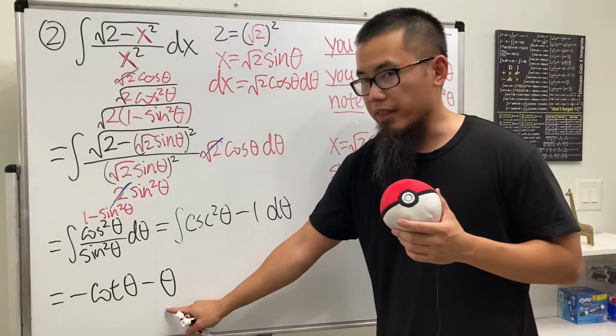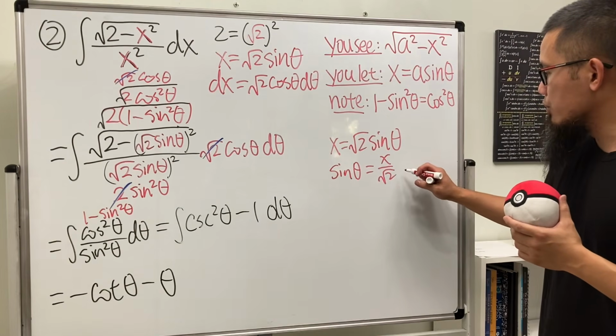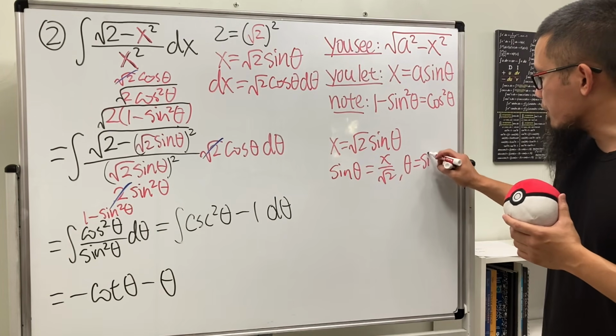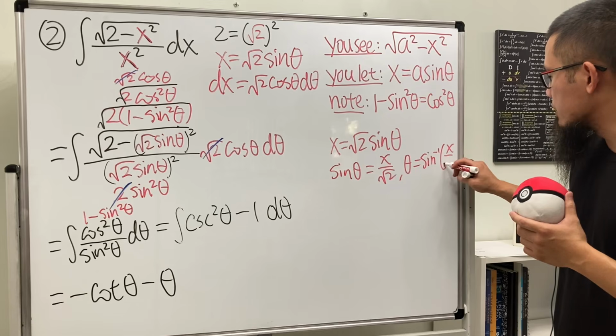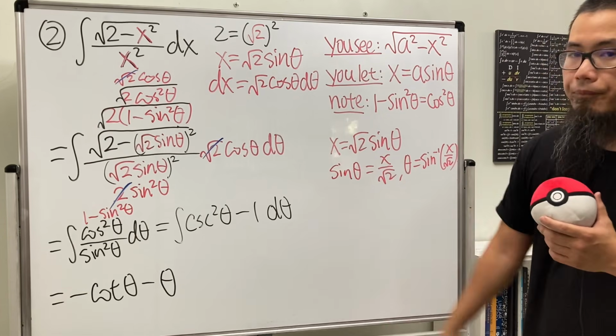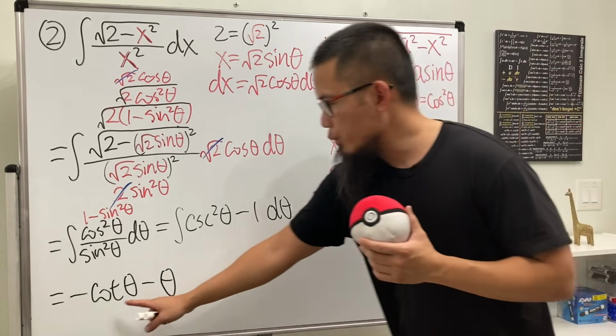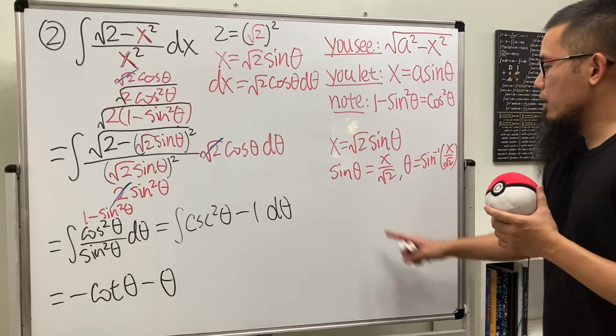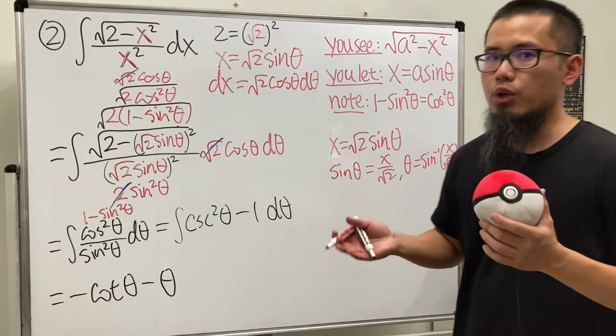Again, we are looking for the theta here. So theta is just going to be the inverse sine of x over square root of 2. So that's okay. Well, how do we get cotangent? This is how. If you look at this right here, we can construct a right triangle.